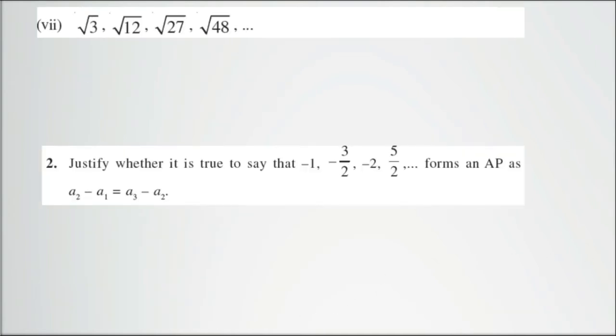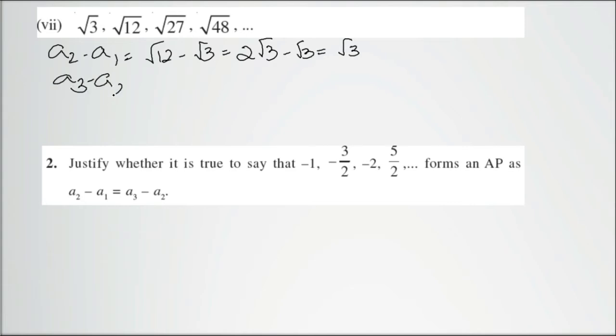Let's look at the last sub question of the first main question. Seventh one, what is a2 minus a1? It is root 12 minus root 3. Root 12 is nothing but root of 4 times 3. So 2 root 3 minus root 3. We get it as root 3.